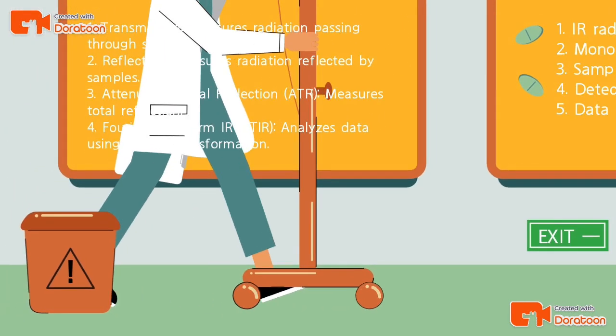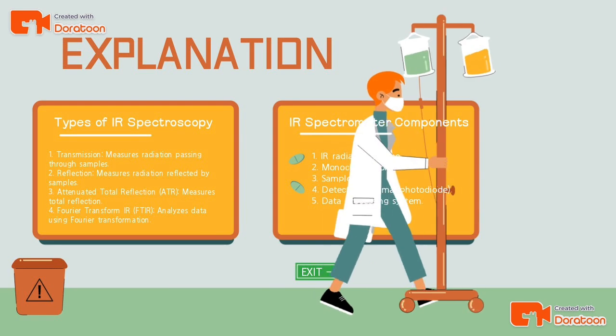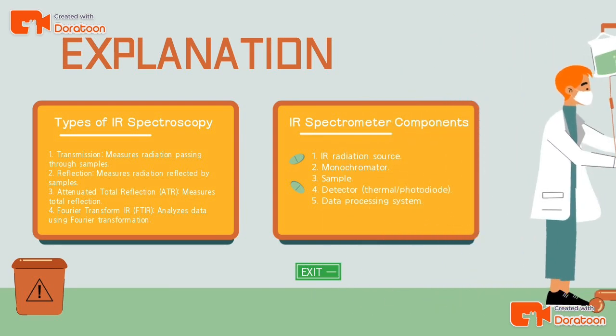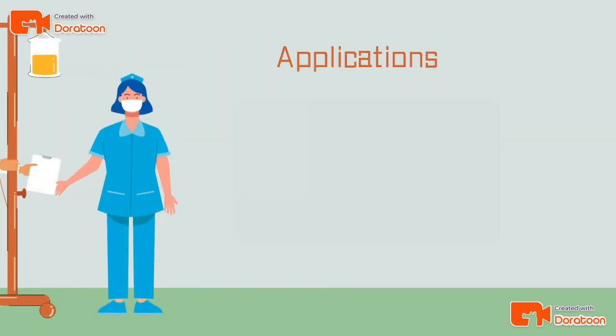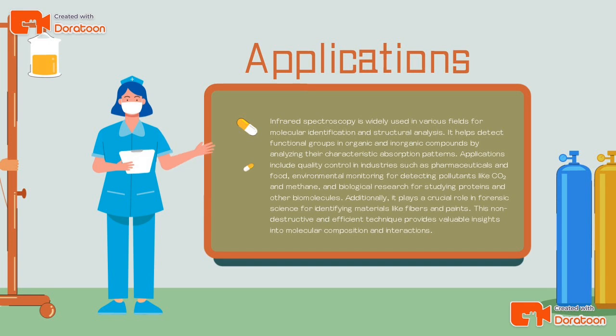IR spectrometer components: 1. Radiation source. 2. Monochromator. 3. Sample. 4. Detector, thermal or photo. 5. Data processing system. Infrared spectroscopy is widely used in various fields for molecular identification and structural analysis.